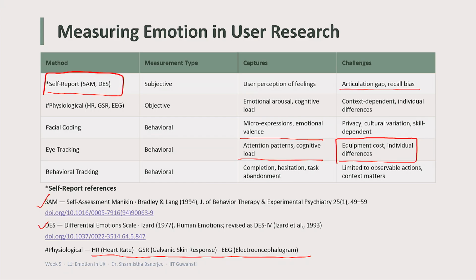Then comes behavioral tracking, where again we are trying to do behavior measurement. Here I will try to capture whether something is getting completed when people are trying to do something, whether there is hesitation, whether there is task abandonment happening. The challenges are that it is limited to observable actions, and the context matters over here too.